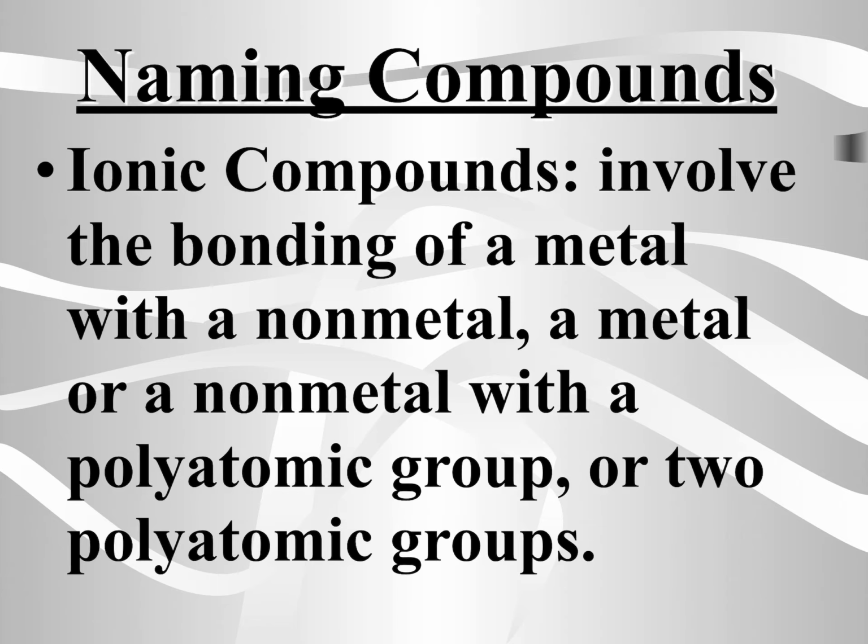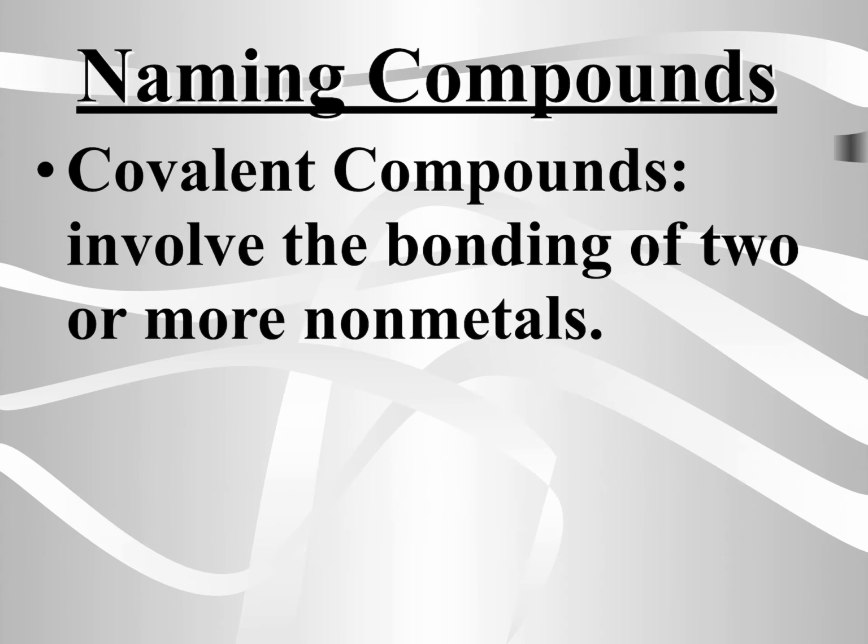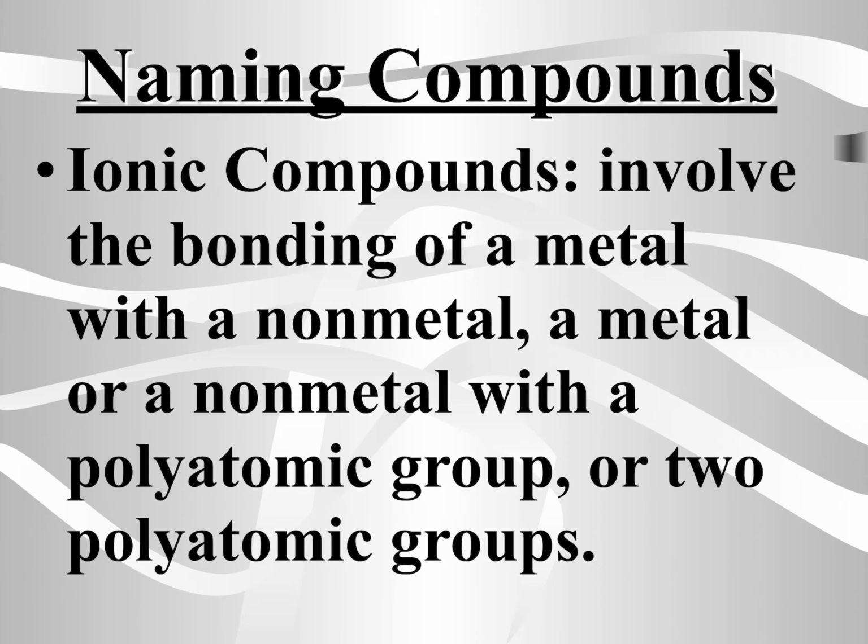Here's the definition. Ionic involves the bonding of a metal with a non-metal, or a metal or a non-metal with another polyatomic group, or it could be two polyatomic groups. Again, one thing positive, one thing negative. It has a naming system that is only slightly different from covalent compounds, which involve the bonding of two or more non-metals. So being able to identify the difference between ionic and covalent, I would say memorize the definition of ionic or covalent, and then everything else that we're doing in this chapter is ionic.